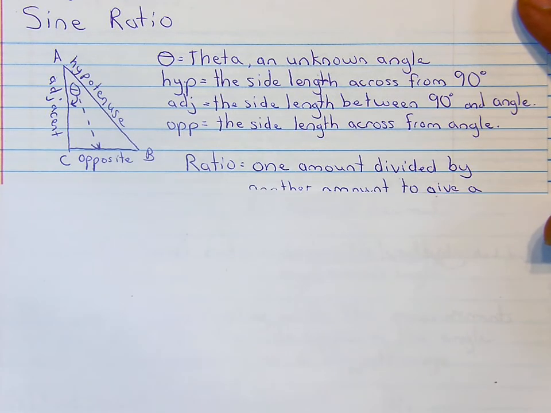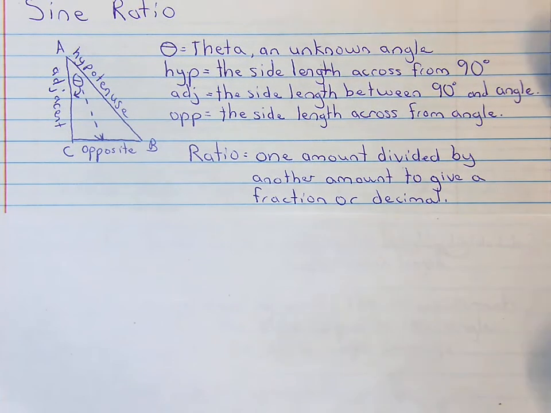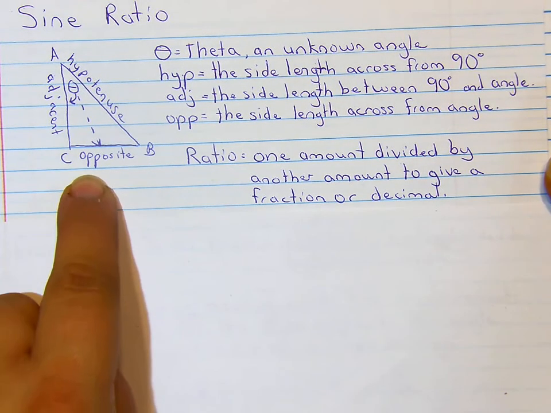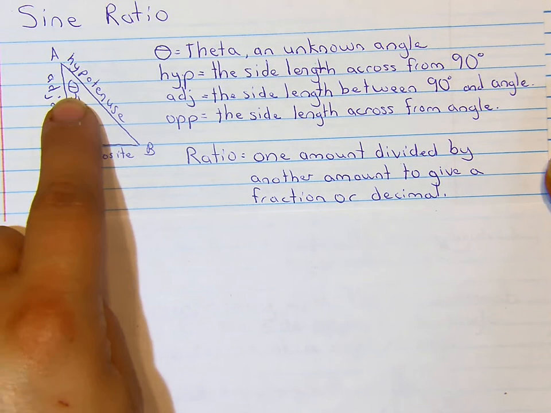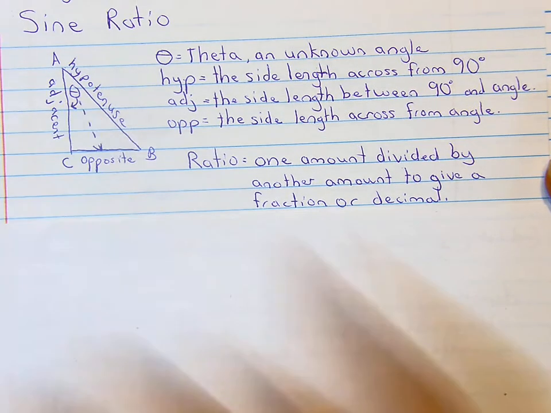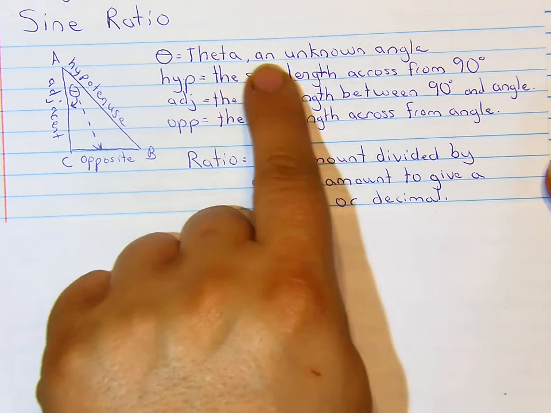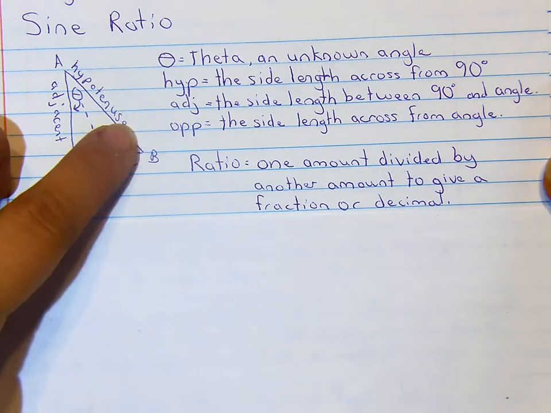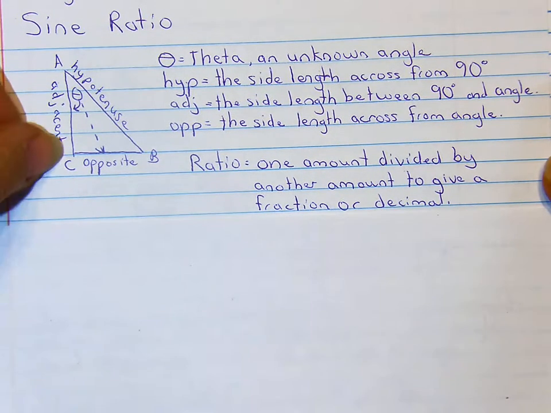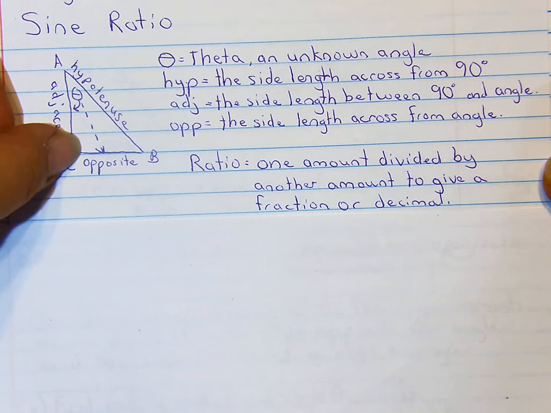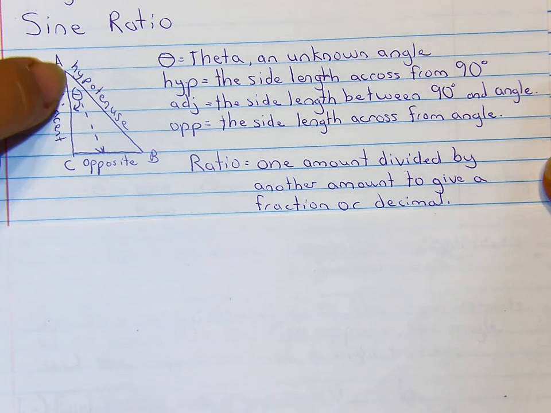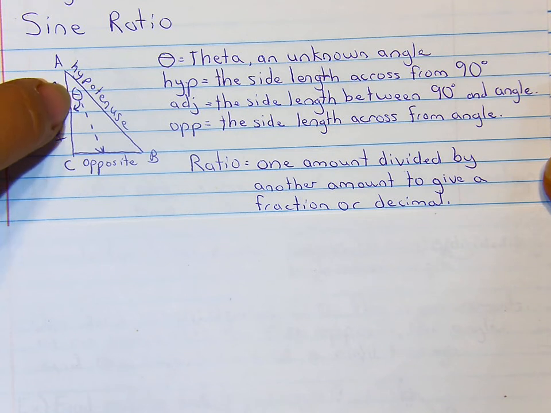So this is the foundation that we want to look at for understanding not only sine but trig in general, which is if I have a right triangle and an unknown angle, or technically even a known angle, but usually unknown angles are represented with theta. The hypotenuse is always the side length that is across from our 90-degree angle. Adjacent is the side length between the 90-degree angle and whatever angle we happen to be working with, whether it's a known or an unknown angle.